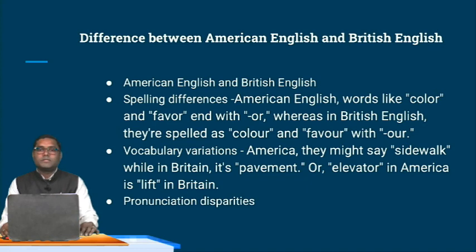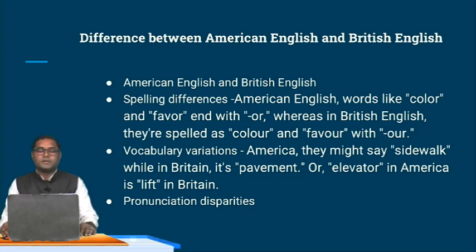Now, from the name itself, you come to know that these are the two varieties of English language spoken, particularly one is spoken in America and other is spoken in particularly in Britain. So, American English and British English are the varieties of English language. Now, what is the difference between these two varieties of English language? The very first difference is with the spellings. There are certain spelling differences in American English and British English.